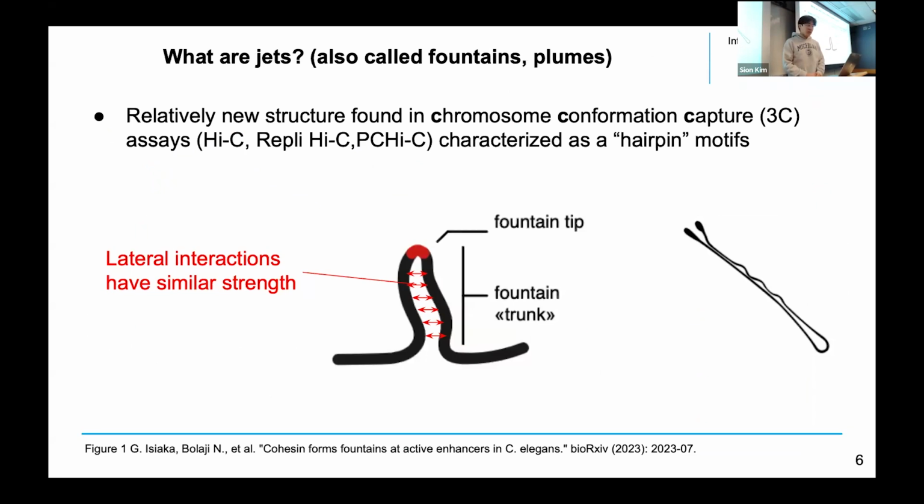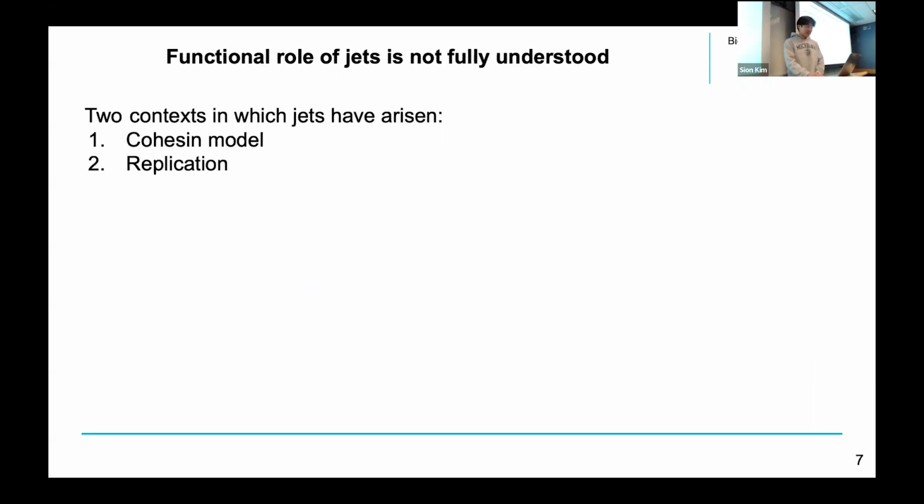So then, what are these jets? They're also called fountains, plumes. They're a relatively new structure, again found in 3D assays, and characterized by what looks like a hairpin of the DNA. And there's 2 contexts in which jets have arisen.